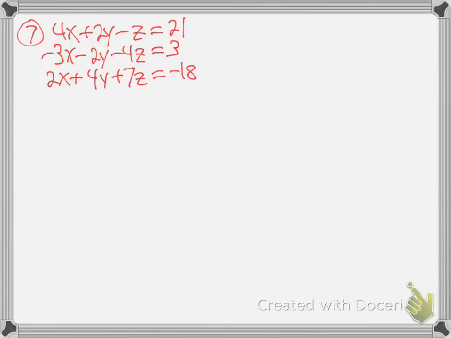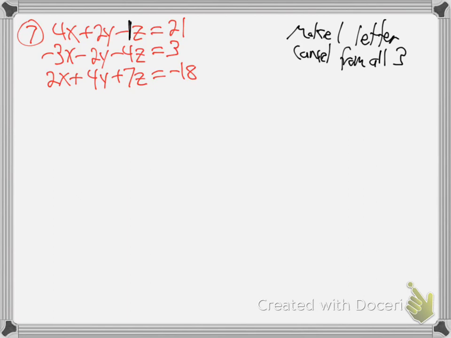Okay, so here's number 7. So again, the issue is make one letter cancel from all 3. So which letter, X, Y, or Z, has only a 1 in front of it? This guy right here. So that's what I want to use as my tool to cancel out the other ones. Well, or you could, yeah, I'll just do that.